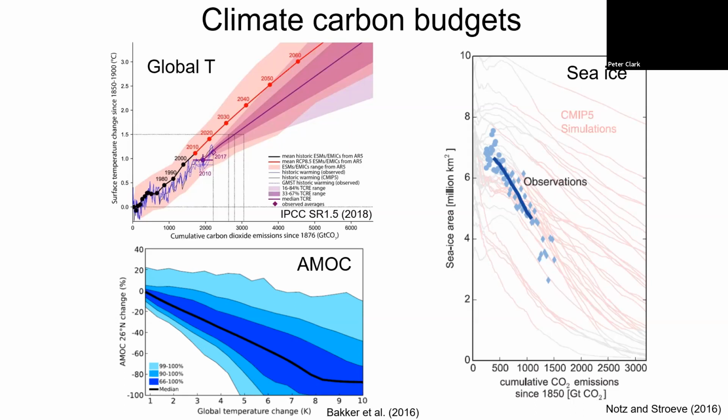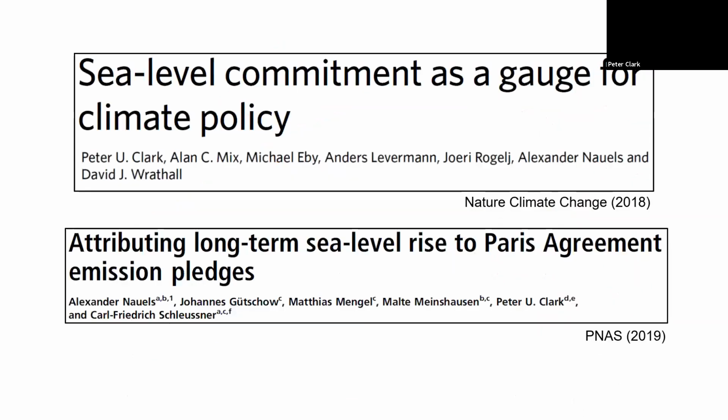So these are interesting relationships that not surprisingly exist, given the relationship to temperature, but think about it in terms of policy, whether we could use them as we do with temperature. So we played around with this idea for sea level in the paper shown here, this sea level commitment as a gauge for policy, which we published three years ago now, and which I'll briefly show here.